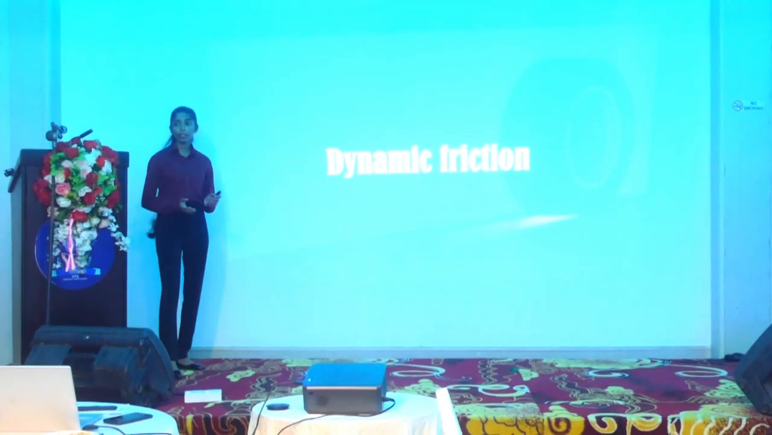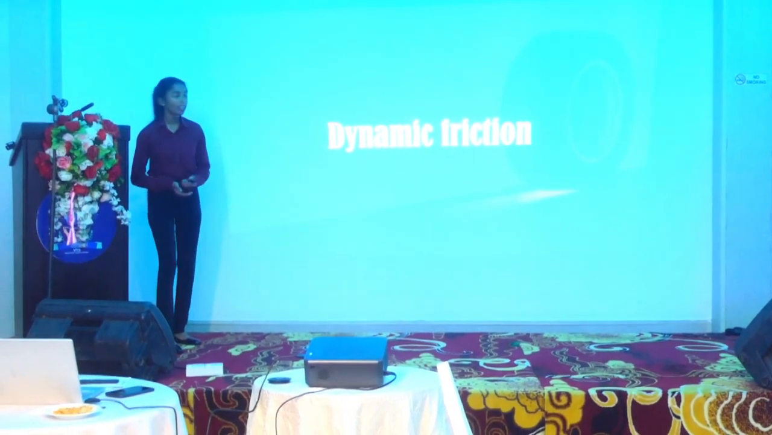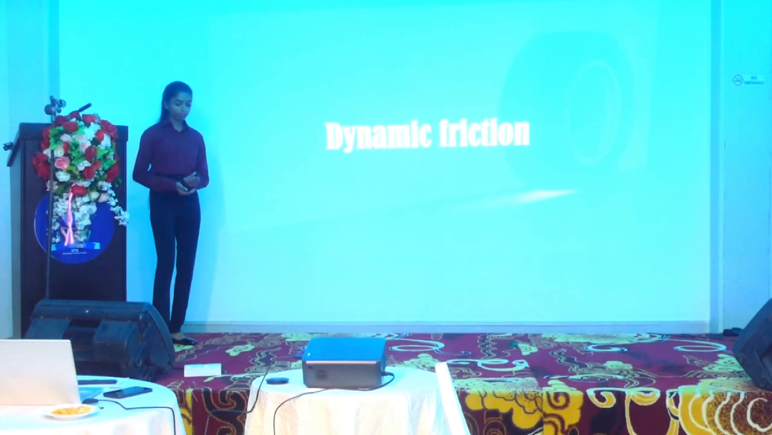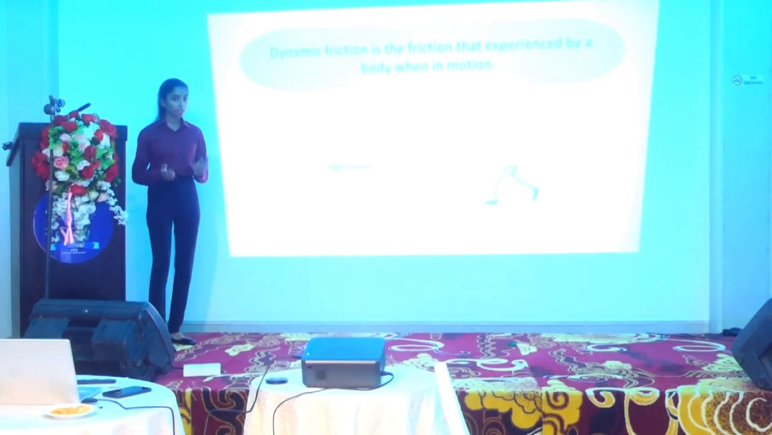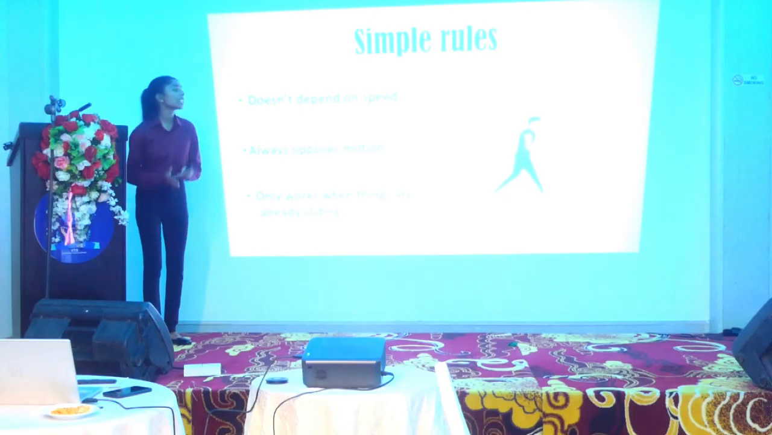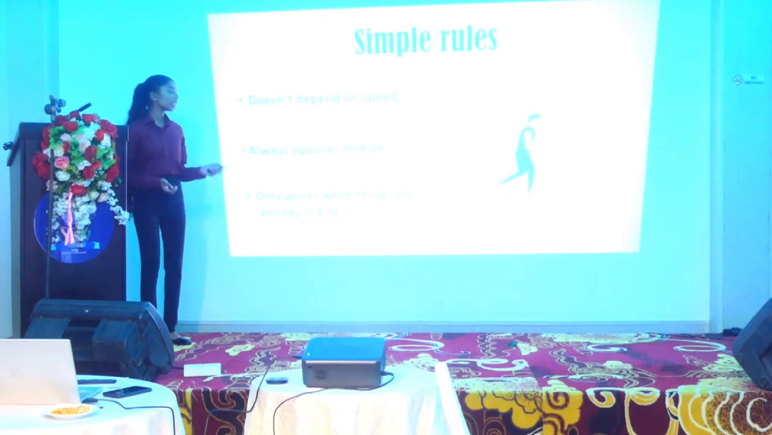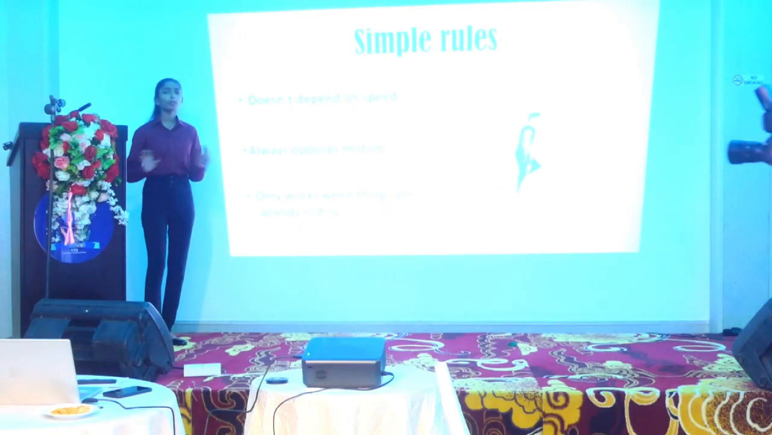So we learned about static friction at the start and limiting friction at the beginning. But what happens once the objects are actually sliding? That's when dynamic friction comes in. Dynamic friction is the friction experienced by a body when in motion. This frictional force always shows up when things are actually sliding. No movement, no dynamic friction.